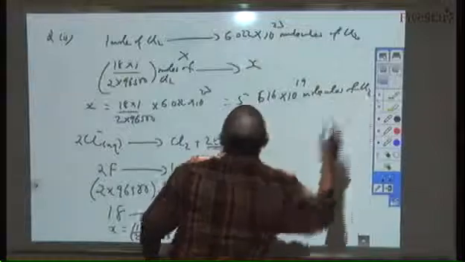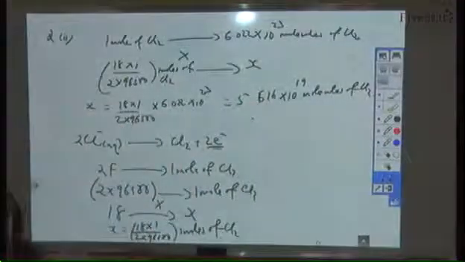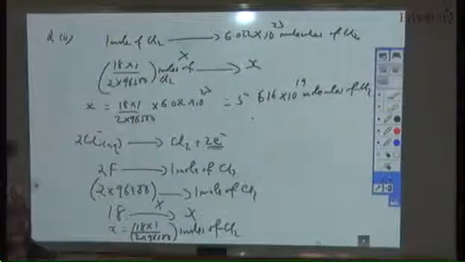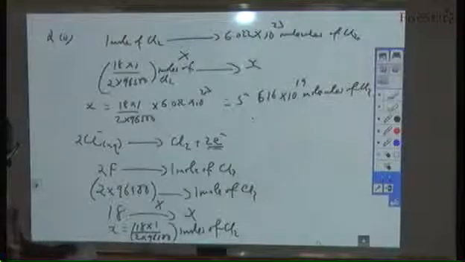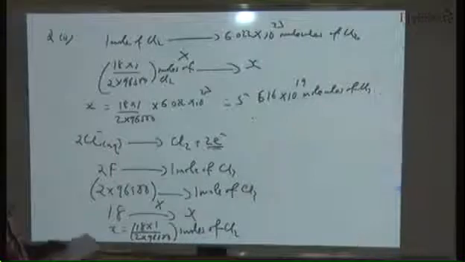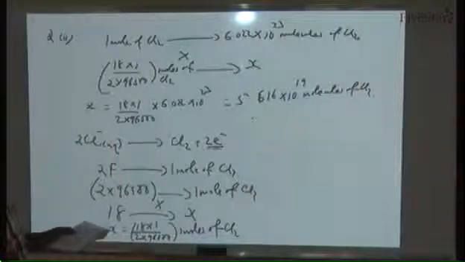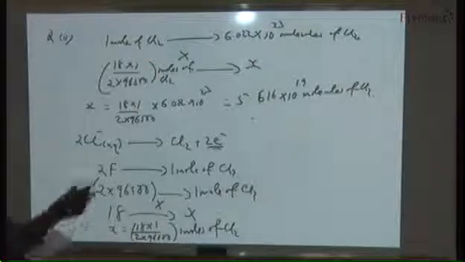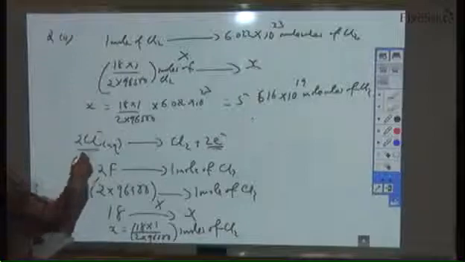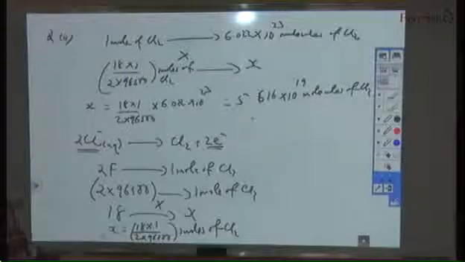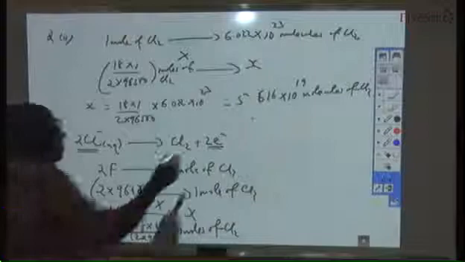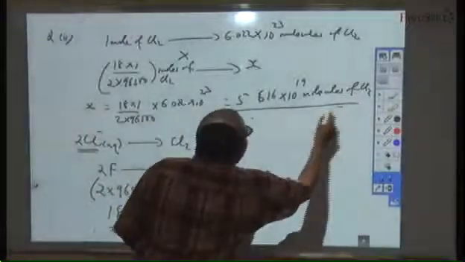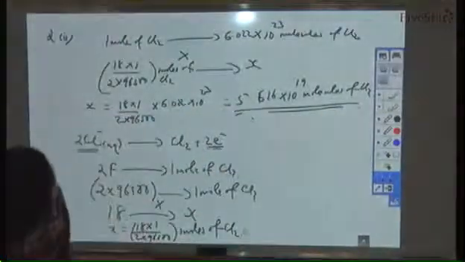of chlorine. Therefore, if you pass a current of 0.3 amperes for the specified time in the solution, having these ions, then it produces this amount of chlorine molecules.